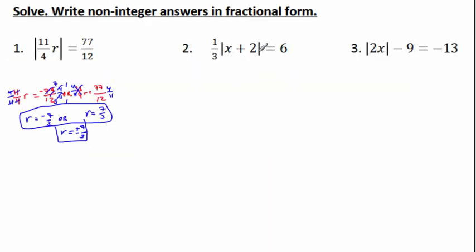Okay, so what is outside the absolute value bars? That 1/3. We've got to get rid of that. You have to get the absolute value all by itself, and so that means we have to get rid of the 1/3. The way I'm going to do that, again, we're using our fractions.